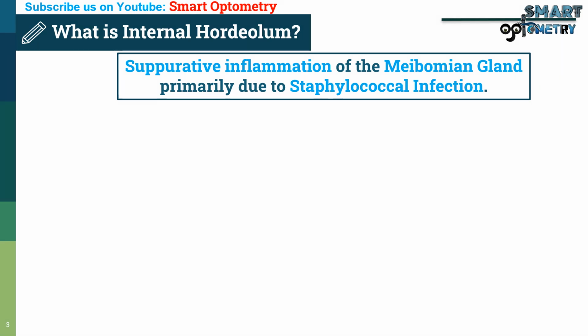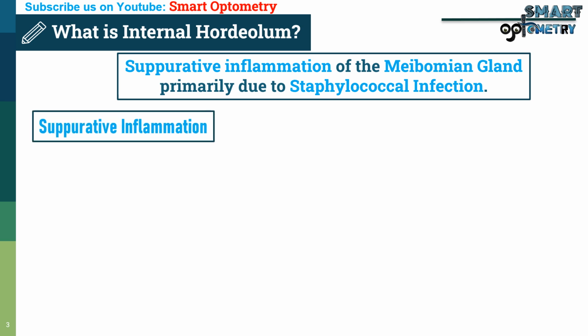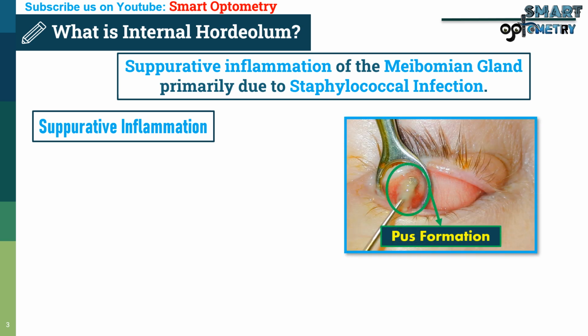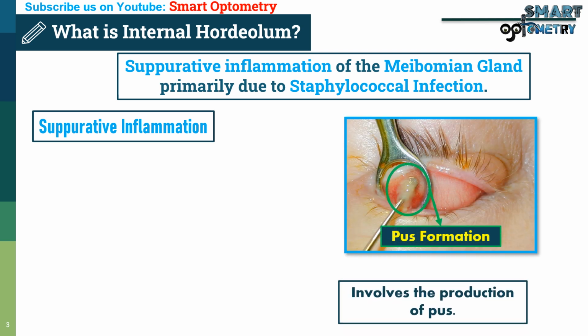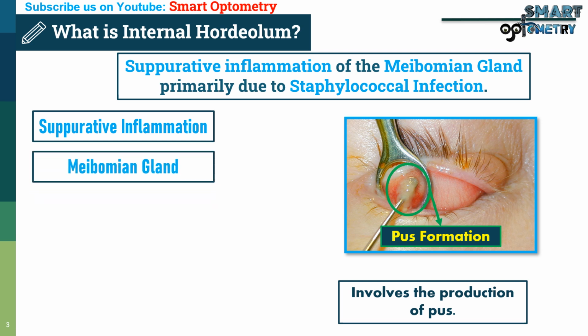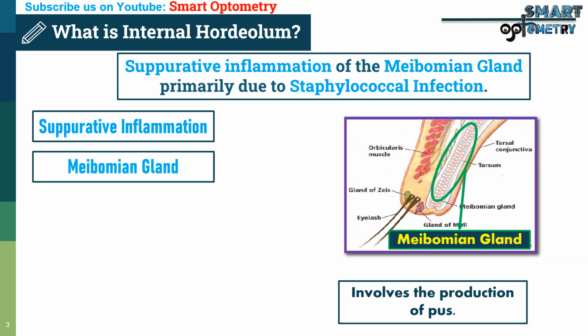From the definition of internal hordeolum, 3 things need to be understood. 1. It's a suppurative inflammation. Suppurative inflammation is a type of inflammation that involves the production of pus. 2. Associated with the meibomian gland.